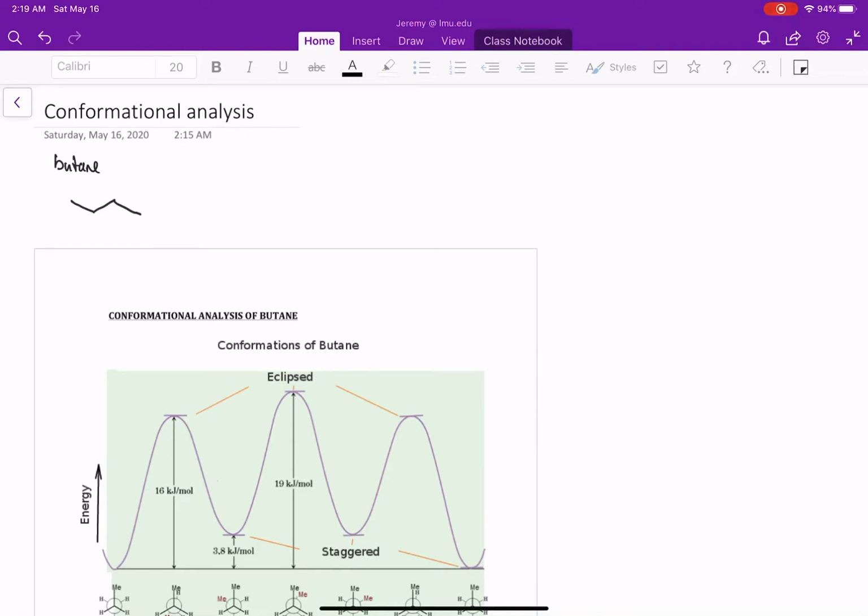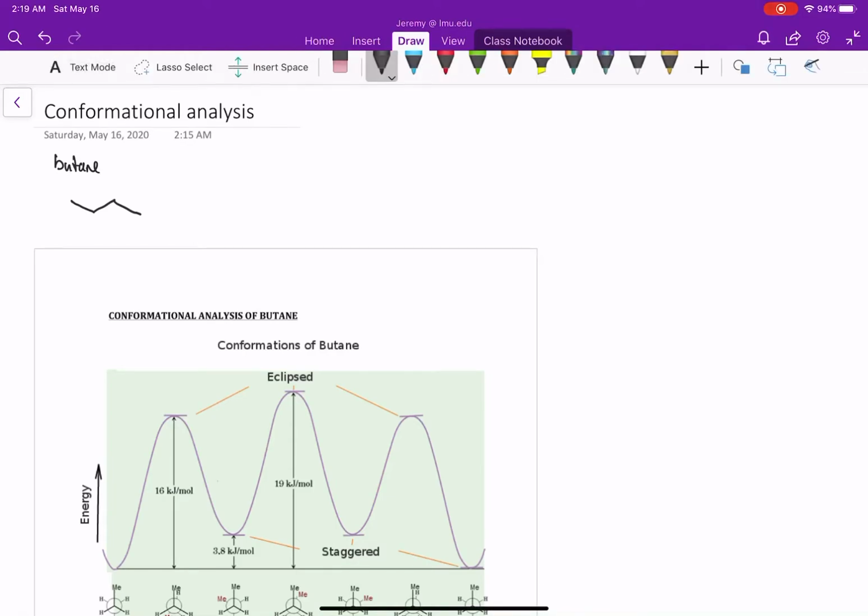Okay, in this video, we're going to talk about conformational analysis, and we're going to do an example on butane, okay? So conformational analysis is basically looking at molecules through Newman projections and then rotating a specific bond, okay?